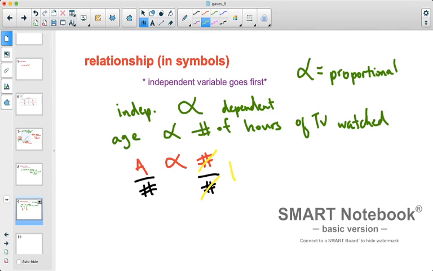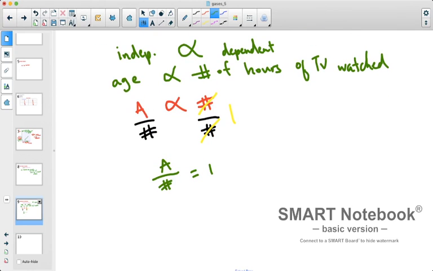So what I currently have right now is the age over the number of hours of TV watched equals, now I can make it equal to the number 1. But the number 1 is not an easy number for everyone. Scientists don't like it. It's not always going to be the number 1. So they realize that and they say, okay, 1, since it's a real number and not a letter or symbol, is actually a constant.